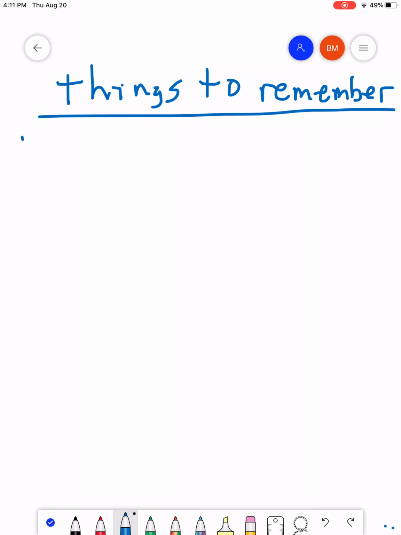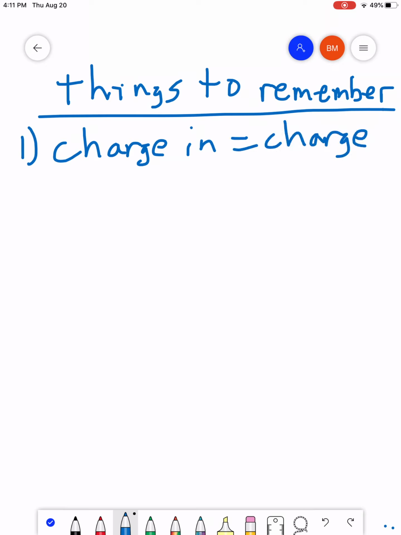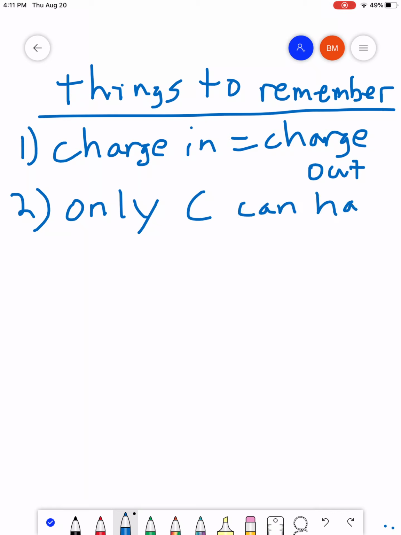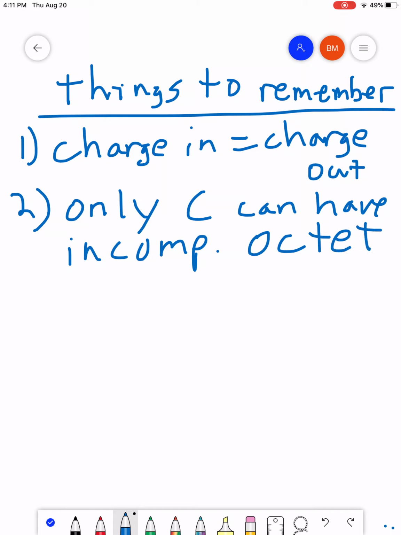I already mentioned one of them: charge in equals charge out. So you've got to have equivalent charges on both of your resonance structures. When you're doing these, only carbon can have an incomplete octet. Don't try to give oxygen, nitrogen, or halogen an incomplete octet. They do not like that since they're really, really electronegative.